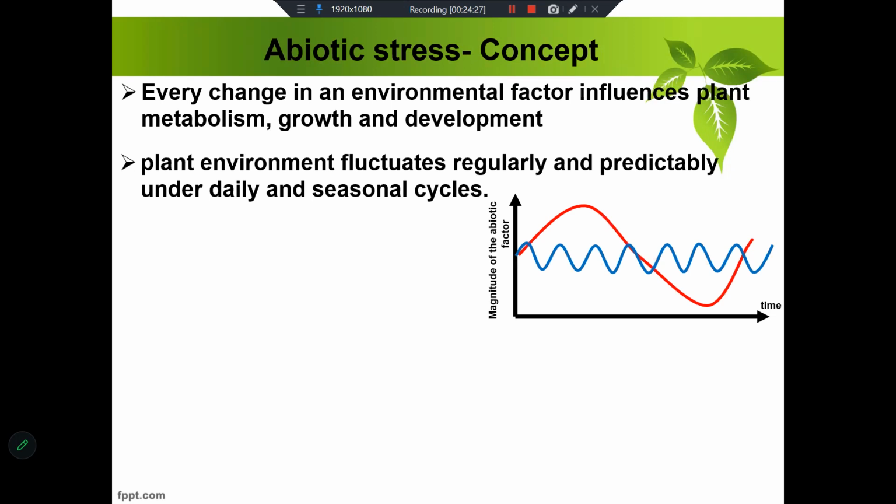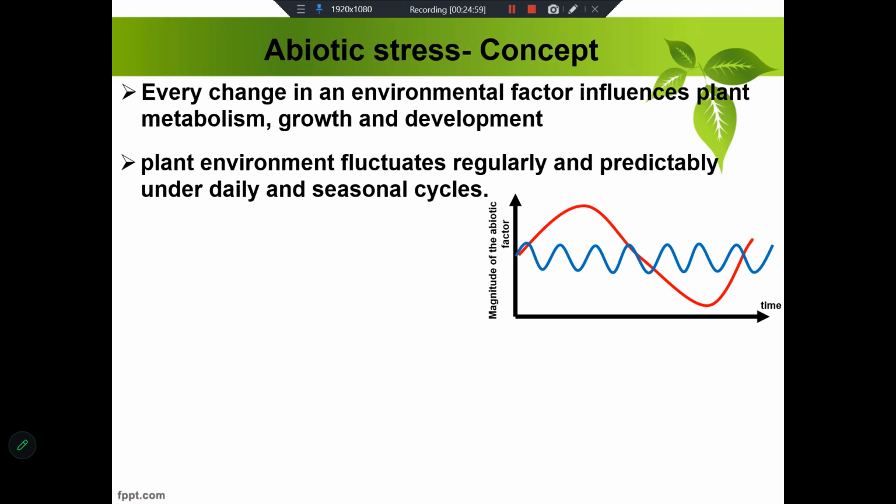Now in this graph you can see a particular abiotic factor, and how it fluctuates naturally in the environment over time. So for an example, let's think these are the graphs in blue color. These are some diurnal changes, like during the daytime and during the nighttime. Every day there are some fluctuations.